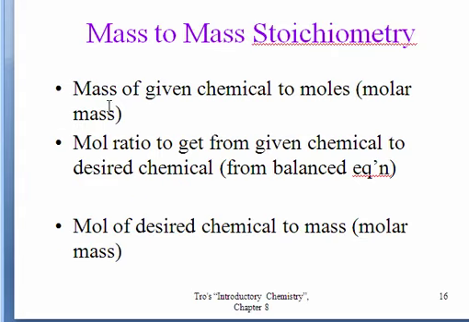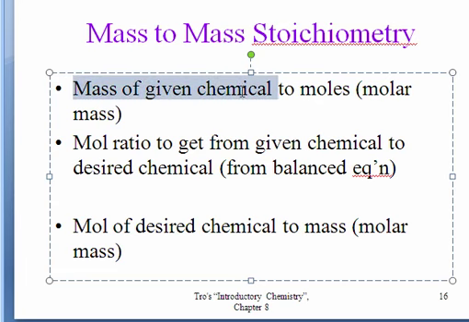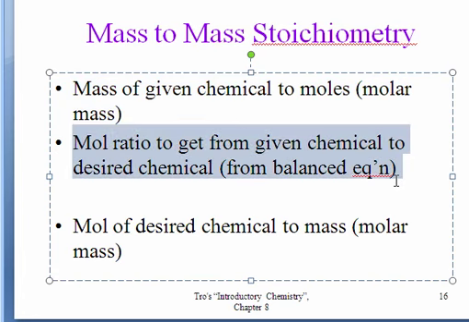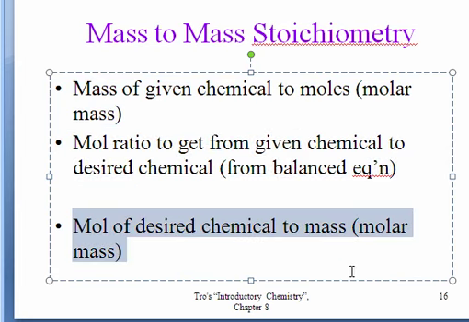So again, to review, in mass-to-mass stoichiometry, we take the mass of our given chemical, change it to moles using its molar mass. Use the mole ratio to get from the given chemical to the desired chemical. This comes from our balanced equation. And then convert the moles of the desired chemical back to mass using molar mass. Now if you write out all your conversion factors and do it by the railroad math, these steps take care of themselves.